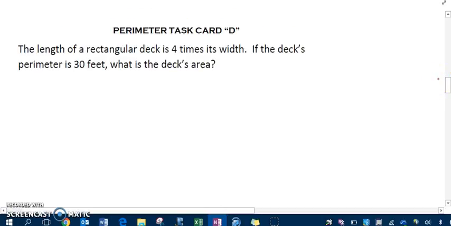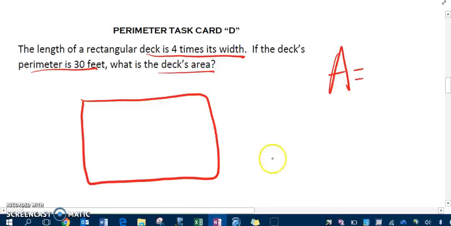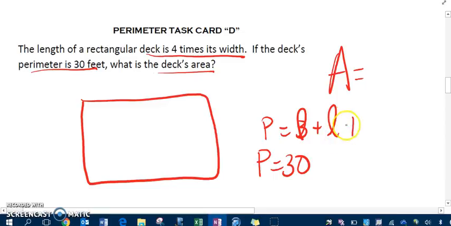Perimeter task D. Here we go. The length of the rectangle deck is 4 times its width. So we're making a deck. If the deck's perimeter is 30, what's the area? So we're going to find the area of the deck. We know perimeter equals 30. And we know perimeter equals length plus length plus width plus width. So we've got to find the length and the width of this.